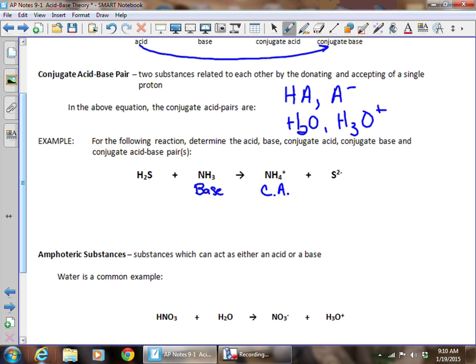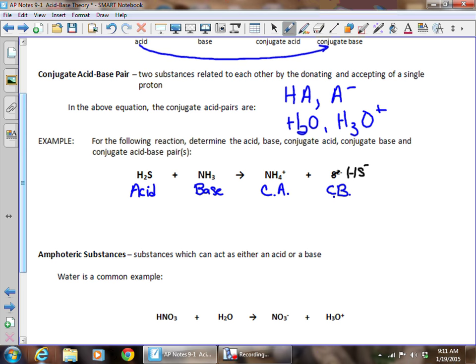If NH3 is the base, that means that H2S has to be the acid, because if you look at what's formed on the other side, the S2 minus, it has lost some hydrogens. Now, this isn't a balanced chemical equation, but since it has lost hydrogens, it's now going to be the conjugate base. And honest to goodness, I'm going to change this. I really feel like this should be written as HS minus. So regardless, this is the conjugate base.